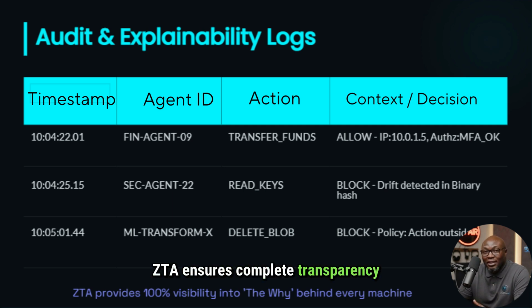ZTA ensures complete transparency by logging every machine decision. For instance, at 10 hours 4 minutes and 22.01 seconds, FIN agent 09 allowed a fund transfer after multi-factor authentication verification. Conversely, SEC agent 22 blocked a key read due to a binary hash drift. These logs provide crucial insights into actions, enhancing audit and explainability. It ensures that each action is independently verified, maintaining a secure and dynamic environment.